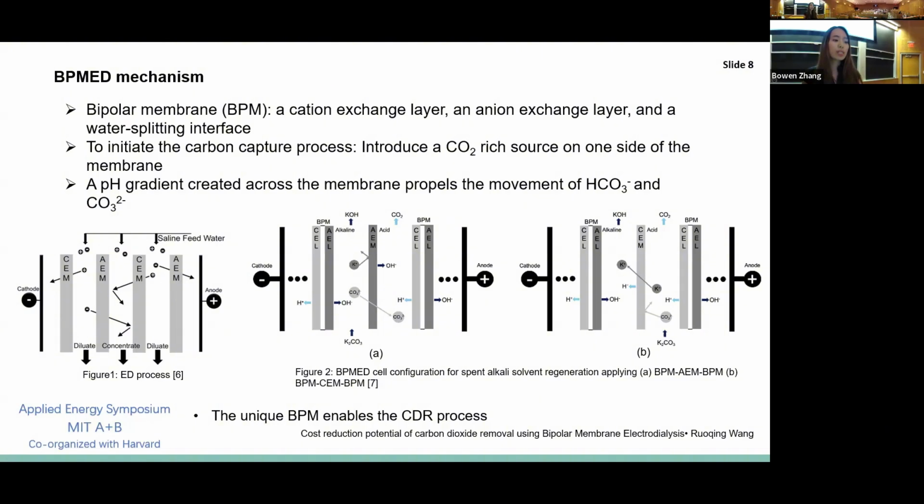So to initiate the process, we need to introduce a carbon dioxide rich source on one side of the membrane, and a pH gradient created across the membrane drives the movement of bicarbonate ions and carbonate ions. Figure 2 shows the most commonly used BPM-ED cell configurations. Basically, the BPM AEM BPM is one of the most commonly used, and the BPM CEM BPM is another configuration.